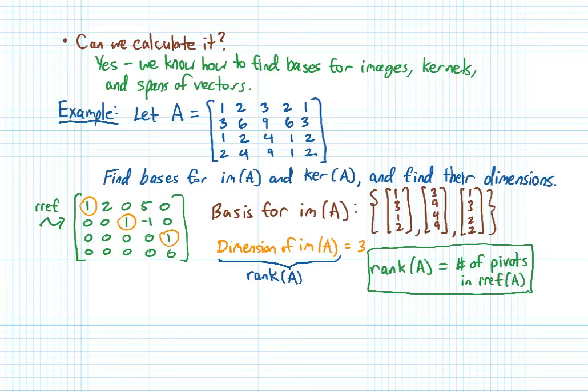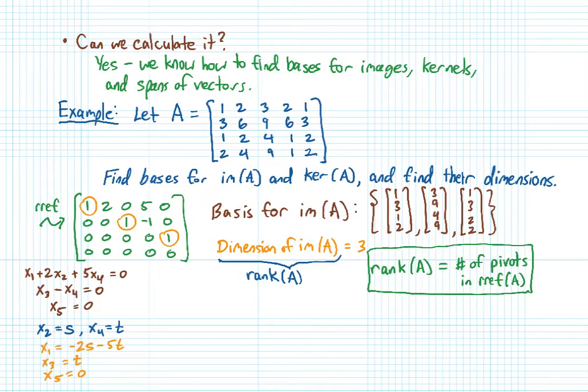Okay, so now let's move on to the kernel. For the kernel, you have to do a little bit more work. You write out the reduced echelon form as a system of equations, and then you observe that because there aren't pivots in columns 2 and 4, those correspond to free variables. So x2 and x4 would be free variables. So if we set x2 to be s and x4 to be t, then we can solve for x1, x3, and x5. And we get x1 is minus 2s minus 5t, x3 is t, and x5 was already 0.